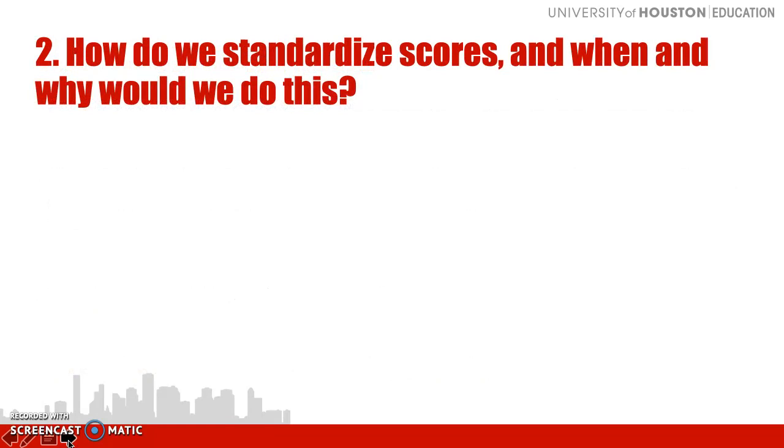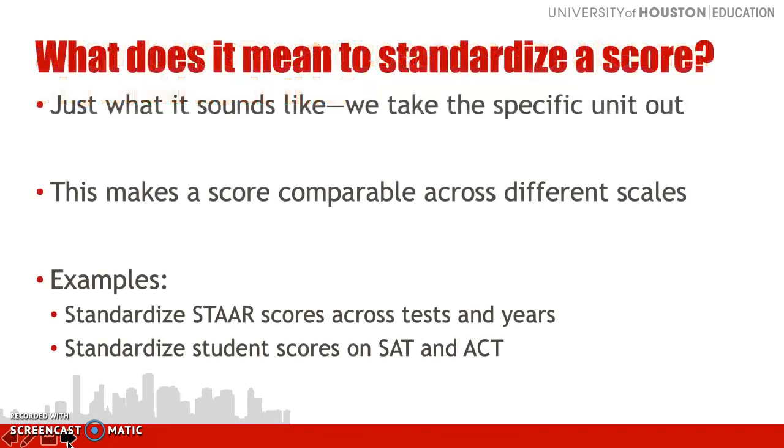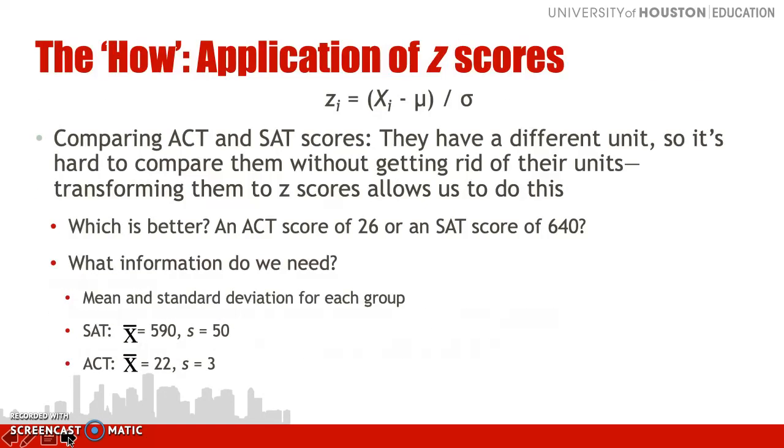All right. Number 2, how do we standardize scores, and when and why would we do this? Standardizing scores is just what it sounds like. You take out that unit, and it makes a particular score comparable across different scales. Of course, the example I gave was the ACT and the SAT, but you could also use it to standardize STAR scores across tests and years. Those tests change, and across the years, things change, and the standardizing is what makes them comparable. To do that, we use our z-score.